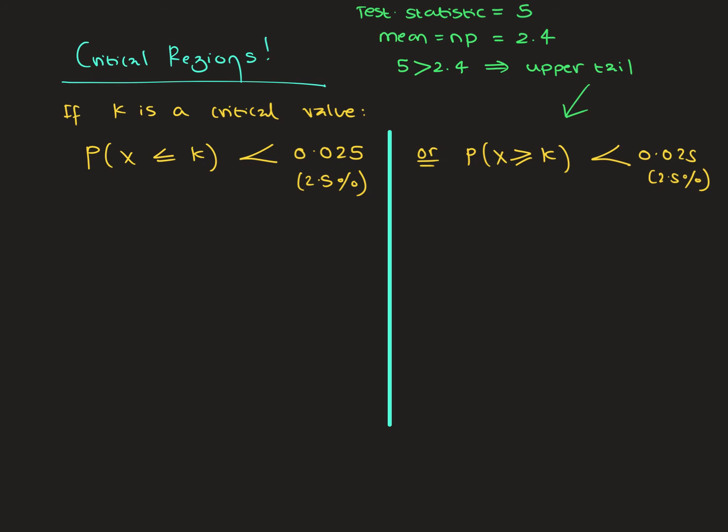Now, I will find both critical regions just as a matter of interest. We're going to use the inverse binomial calculation again to see what happens. So for the lower tail, for our lower critical region, I'm going to use inverse binomial again, and I'm going to set the area as being 0.025.